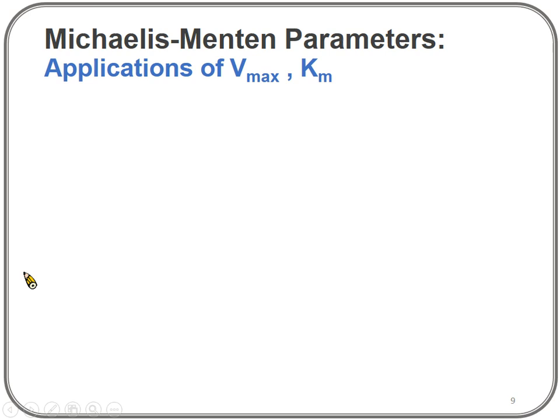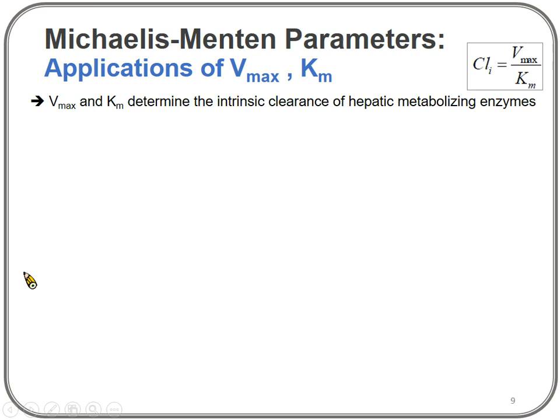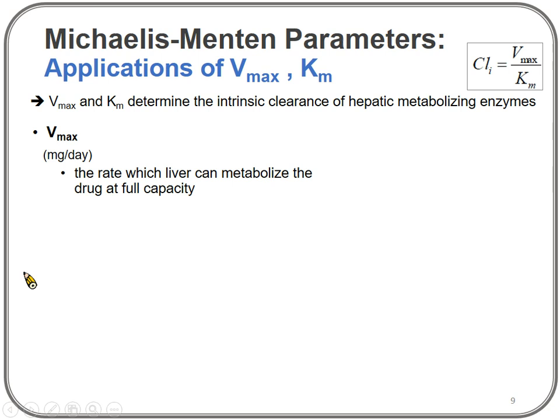So another big point to mention to you is why the Vmax and Km here are particularly important in the mixed order type. The Vmax divided by the Km is called the intrinsic clearance. These two important parameters determine the intrinsic clearance of those hepatic metabolizing enzymes. Vmax here is the daily amount, with milligrams as the unit. Vmax is the rate at which the liver can metabolize the drug at its full capacity. Alright, so it's the capacity as the unit.